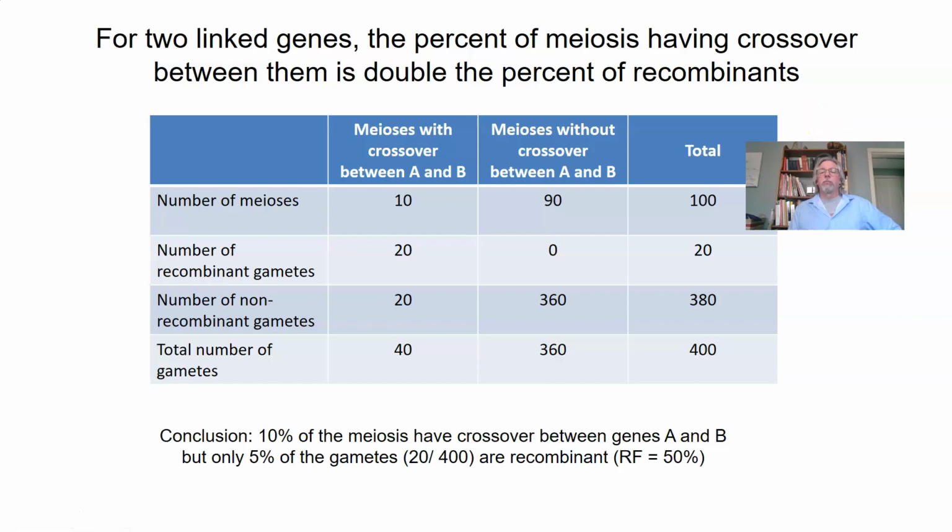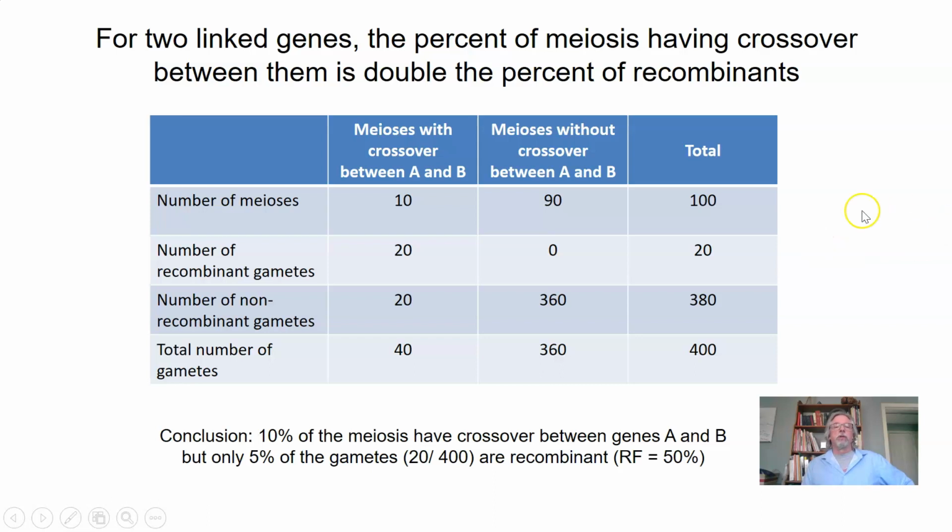All right, so this table is showing basically the same numbers that we saw in the previous slide and breaking it down into a table format. So of the 100 total meiosis divisions, 10 of them, 10%, have crossover between A and B. 90% do not. 10 have crossover, 90 don't. Of the 10 with crossover, that's going to produce 40 total gametes. Half of them are going to be recombinant, half of them are not. Of the 90 that don't have crossover between A and B, all of the gametes are going to be non-recombinant, 360.